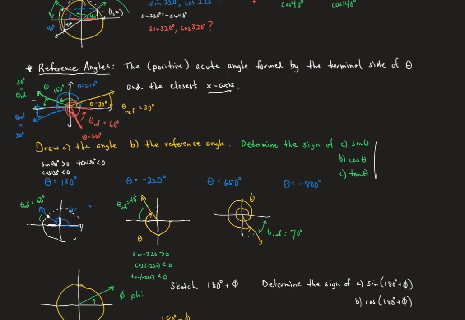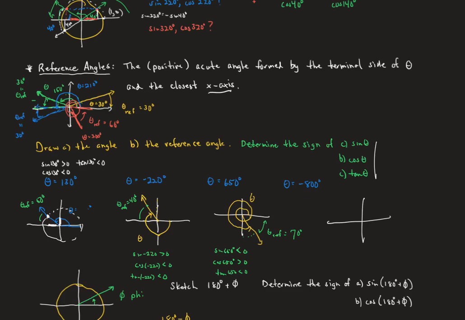And because we're in quadrant 4, the sine of 650, the y-coordinate, is going to be negative. The cosine of 650 would be the x-coordinate, which is positive, and the tangent of 650 would be a negative over a positive, which will be negative.